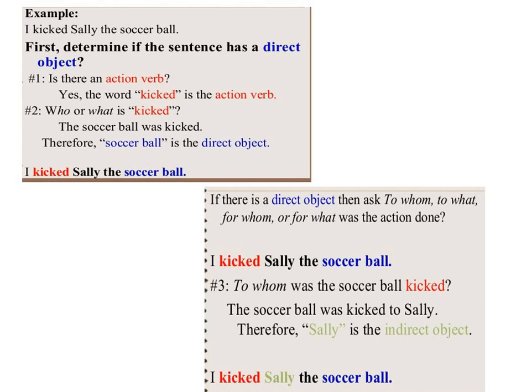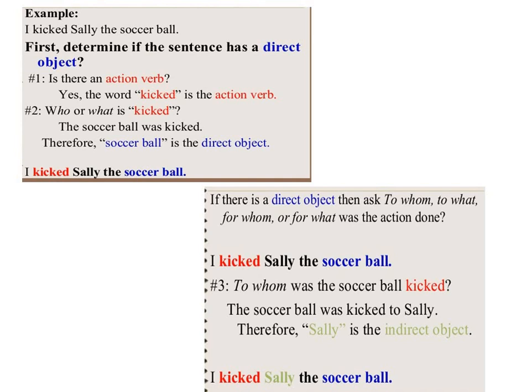I kicked the soccer ball. The action verb is of kicking something, kicked. Direct object is what is being hit, the soccer ball. Then to whom? To Sally. So I is the subject, kicked is the action verb, Sally is the indirect object, and the soccer ball is the direct object. So see what is the difference between the direct object and the indirect object.